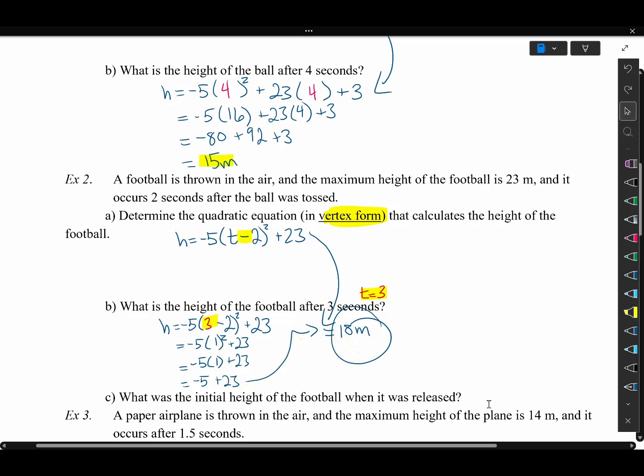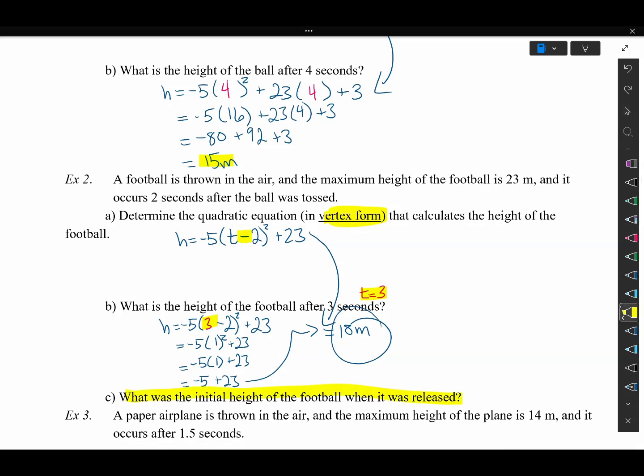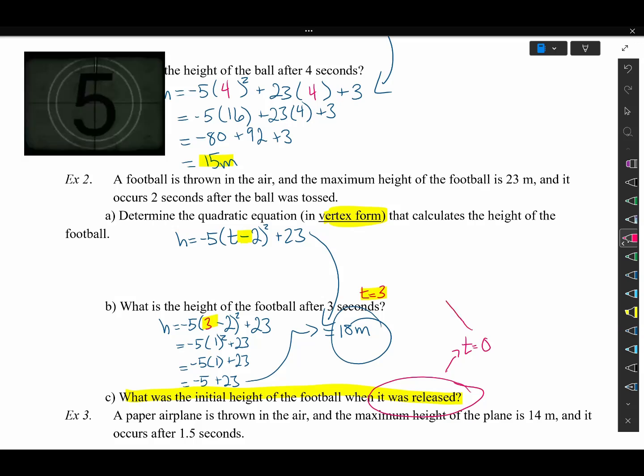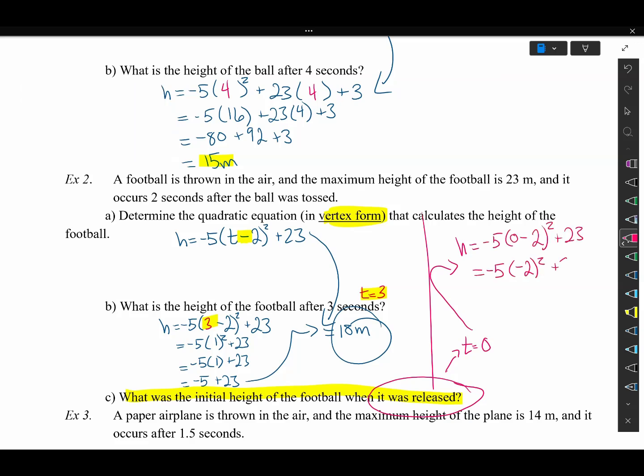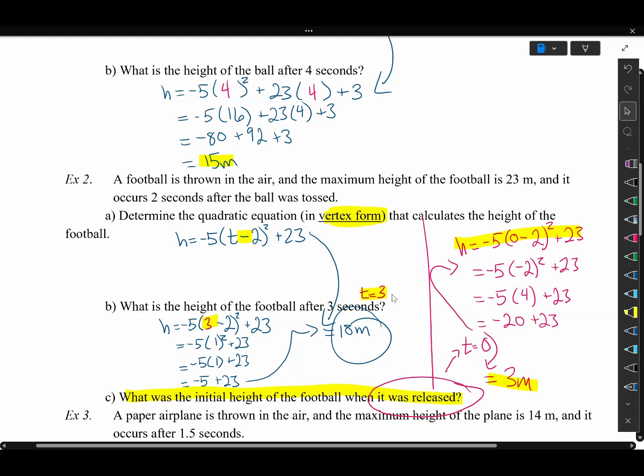Nice work. And you know what, folks? It looks like there's not a whole lot of space right here, but there is one more question. What was the initial height of the football when it was released? Oh, hang on. They don't give us a t value here, do they? When it was released, that's the key. When it was released, t was equal to 0. If t is equal to 0, I want you to substitute this into your equation and see what happens. Fantastic, and following our order of operations, it looks like that occurs at a height of 3 meters. If you found a different answer, pause the video and double check where you made your mistake.